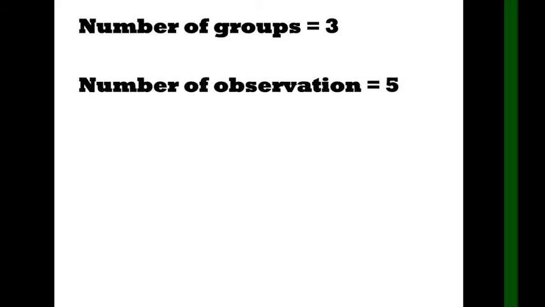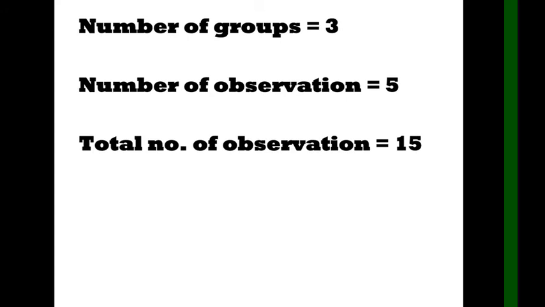For the number of groups, as you can see, we have diet A, B, and C. That's why we have 3 groups. Number of observation, we have 5 number of observation, right? And then, for the total number of observation, just multiply the number of groups and the number of observation, and we will get 15 as our capital N.